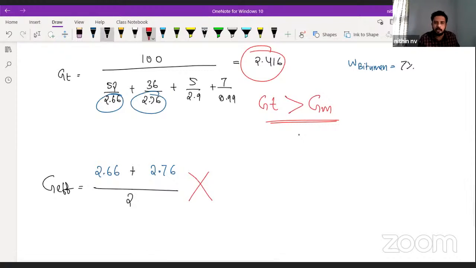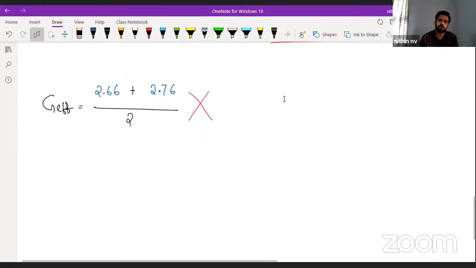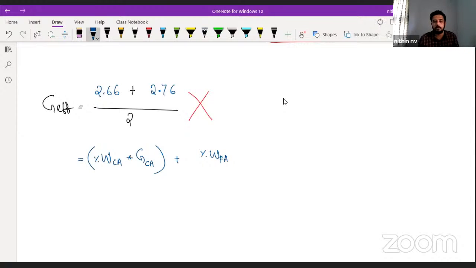So whenever they ask for the effective specific gravity or the average of anything, average speed, average specific gravity, we have to properly check the corresponding quantity also. So what is the quantity here? What we have to do is: percentage W of coarse aggregate multiplied with specific gravity of coarse aggregate, plus percentage W of fine aggregate multiplied with specific gravity of fine aggregate. Now what do we need to do?